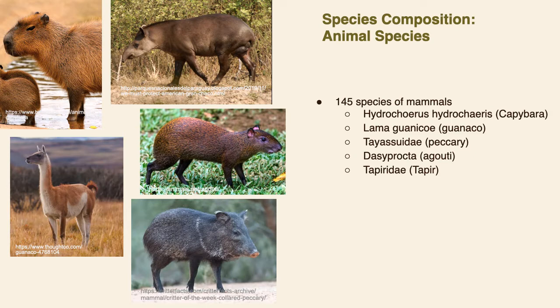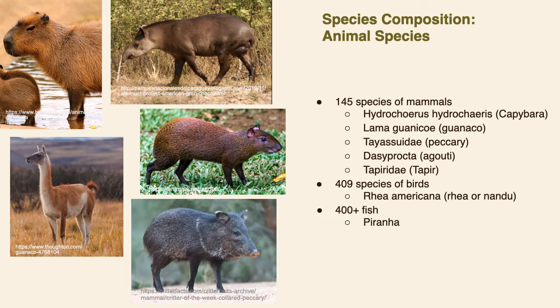There are 145 species of mammals in the Gran Chaco, including the capybara, shown in the top left, the guanaco, peccary, agouti, and tapir. 10% of mammals in the Gran Chaco are endemic to the forest. There are 409 species of bird, and the Gran Chaco is actually one of the last major refuges for the rhea or nandu, which is a large flightless South American bird.